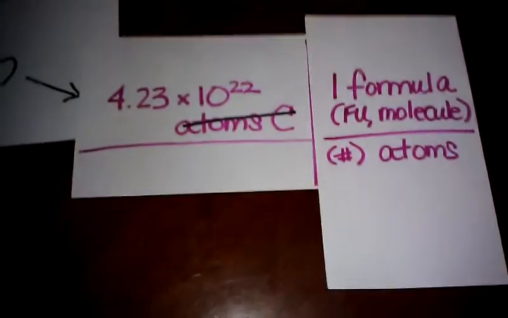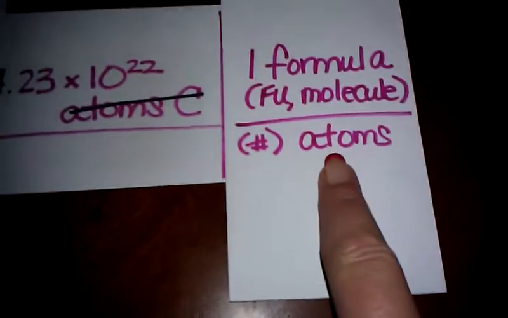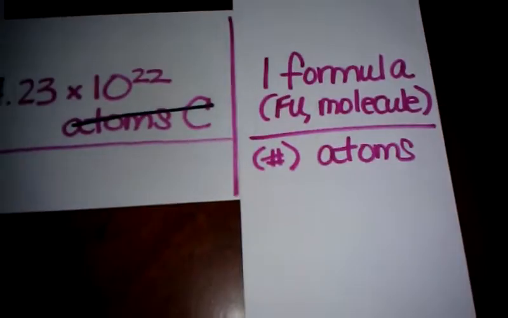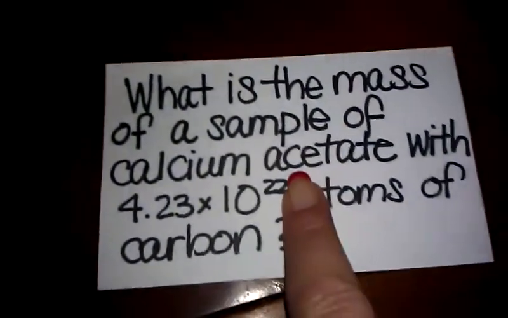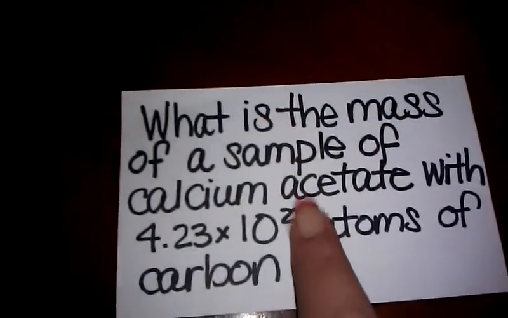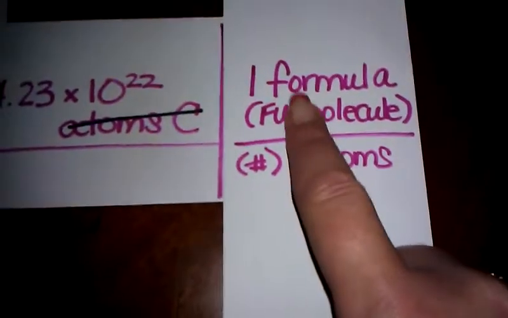Here we have atoms on the top that will cancel my atoms on the bottom, and we're going to formula units. Remember, in our problem, it is formula units because we have calcium acetate, an ionic compound. So eventually we're going to get there. But right now, I am in formula units.